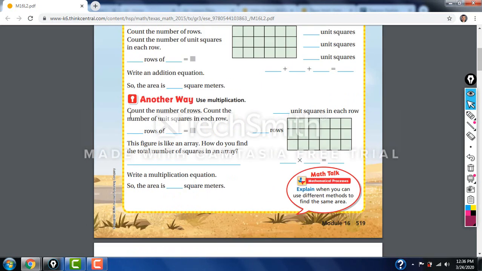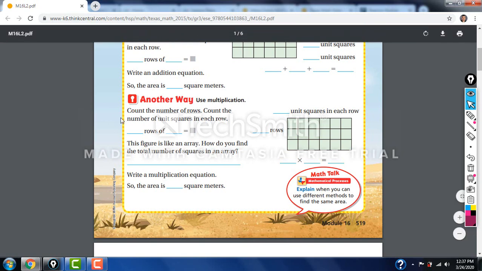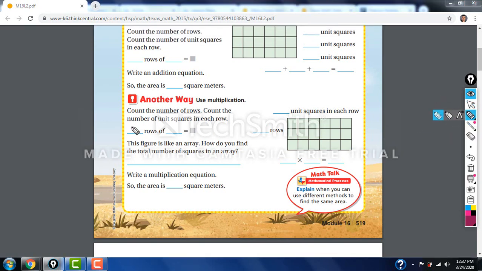So here's another way you can do it. Count the number of rows. Count the number of unit squares in each row. So you count each one: 1, 2, 3, 4, 5, 6. You have 1, 2, 3 rows. 3 rows of 6, and it gives you 18 also.